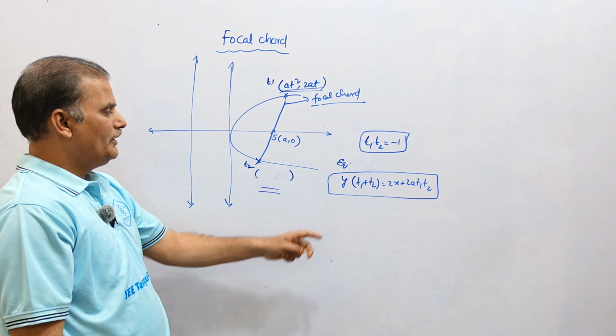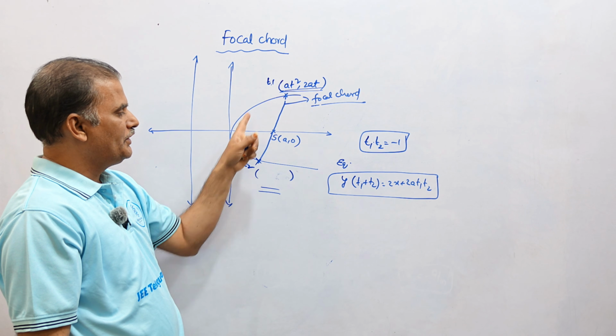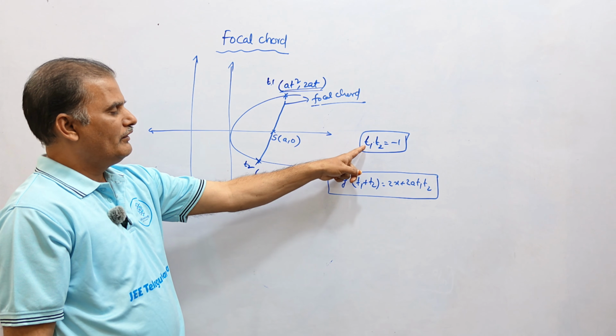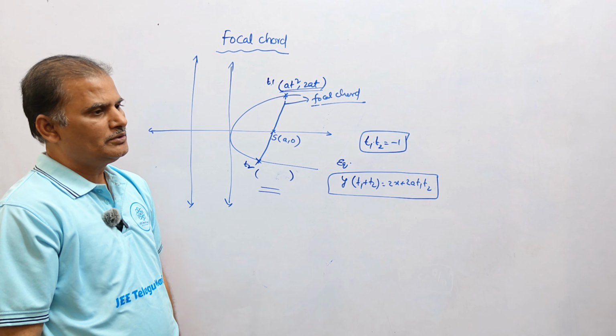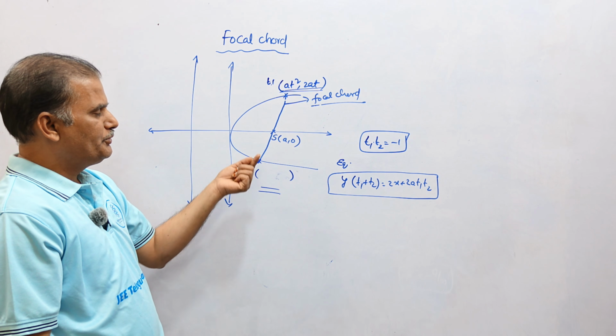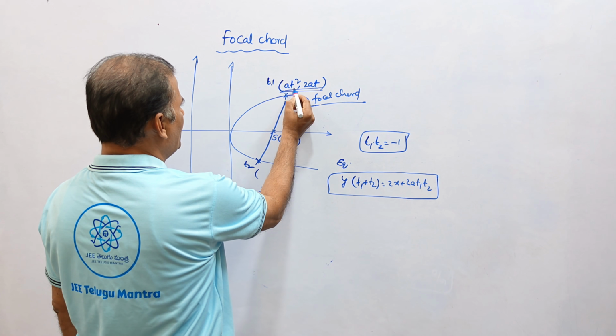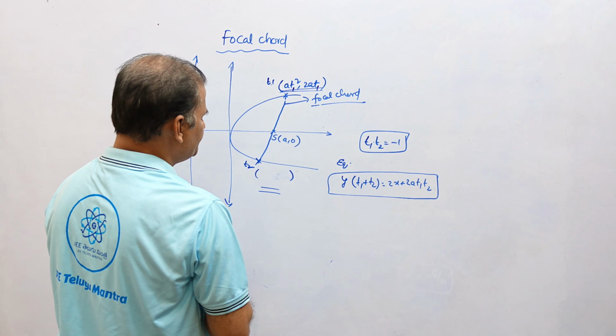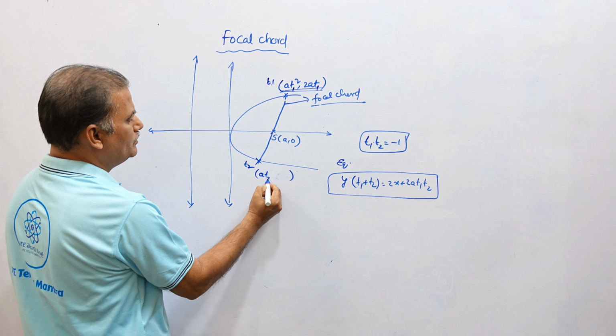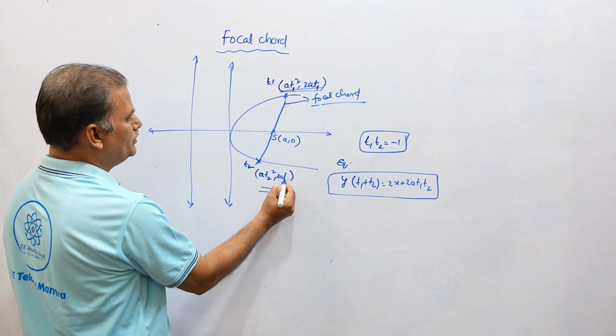And this is the condition when T1 and T2 is given: T1 into T2 is equal to minus 1. Then we substitute, we get the easy answers. Suppose here T1 is (at1 square, 2at1). This is T2: (at2 square, 2at2).